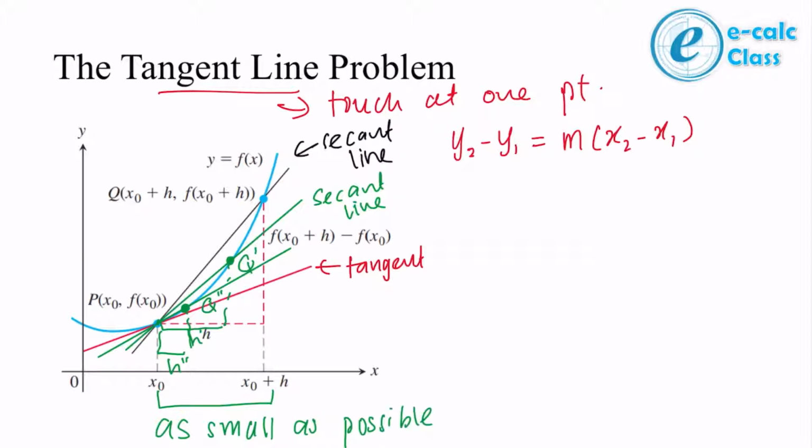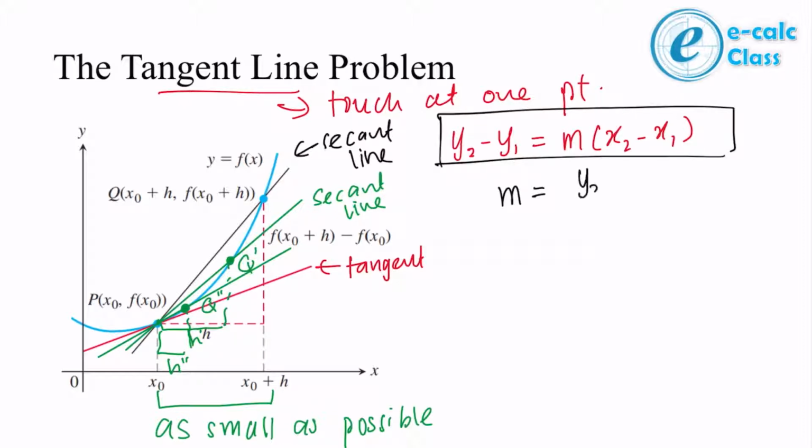As small as possible. But we can't have 0. Why? Because if it is 0, then your equation will be undefined, right? The slope will be something over 0. Let me write one more for you. From this equation here, the slope is actually y2 minus y1 over x2 minus x1.